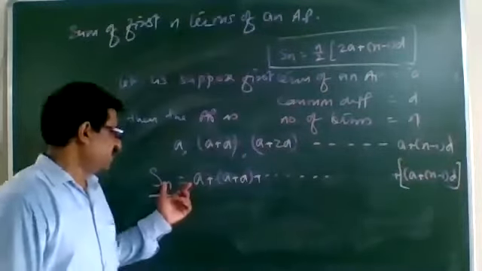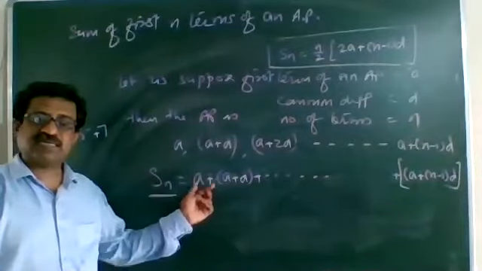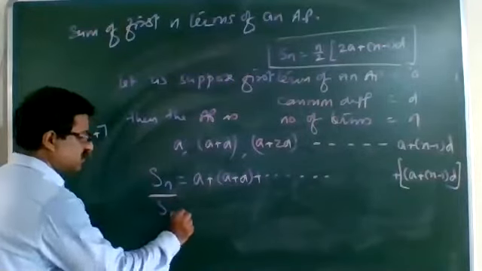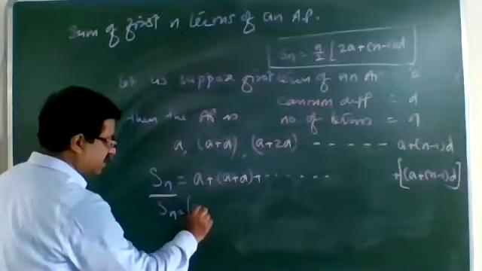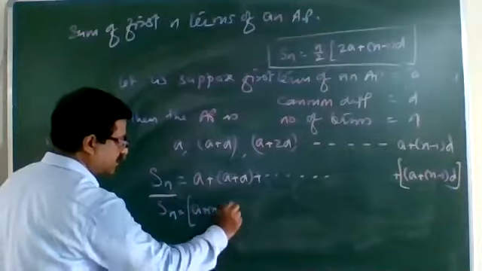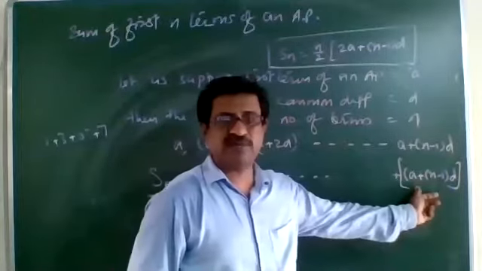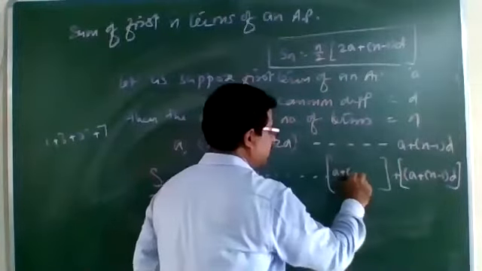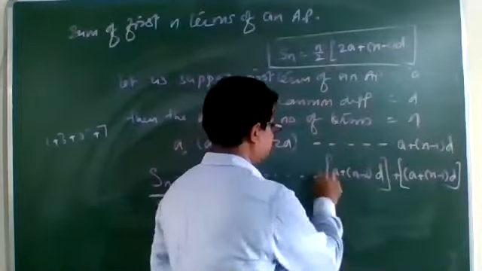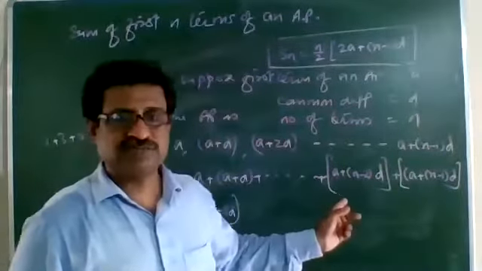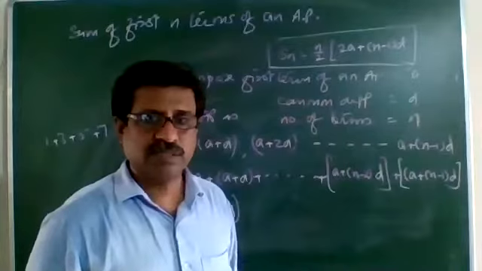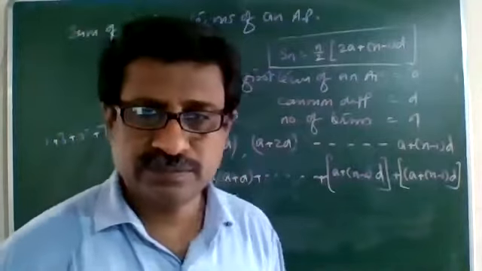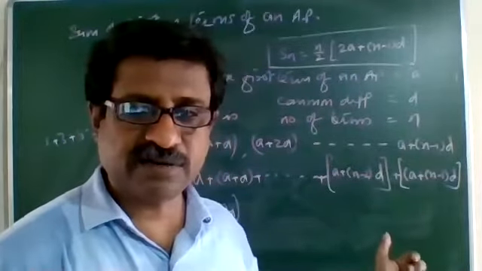Same way, if you got SN as a plus (a plus d) and so on up to a plus n minus 1 into d, if you are writing in reverse order, the last term which you got, we are writing first: a plus n minus 1 into d. The second last will be a plus n minus 2 into d. Third last will be a plus n minus 3 into d. Means d will be subtracted from each of the terms.